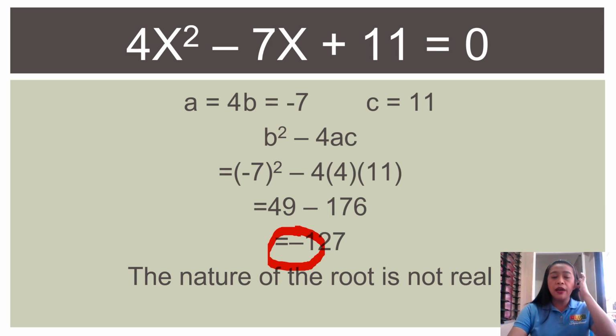Okay. So let's have the recap. If the result of the discriminant using this formula is 0, the nature is real, rational, and equal. But if the result is a positive number and it has a square root, it is a perfect square. Therefore, it is rational and unequal. But if it is a positive number, but it's not a perfect square, therefore it's irrational and unequal. Then finally, if your result is negative, just like this one, therefore it is not real. Do you have any question?